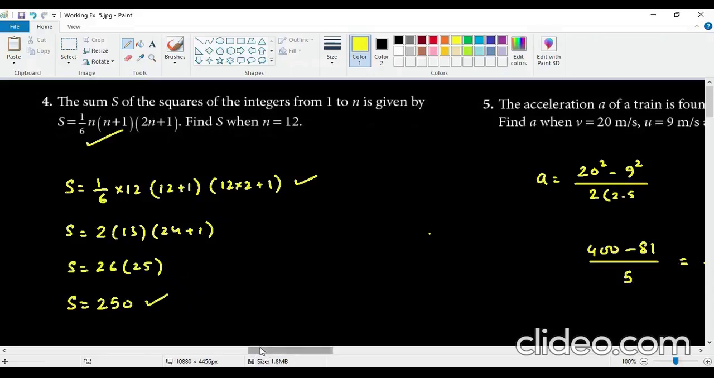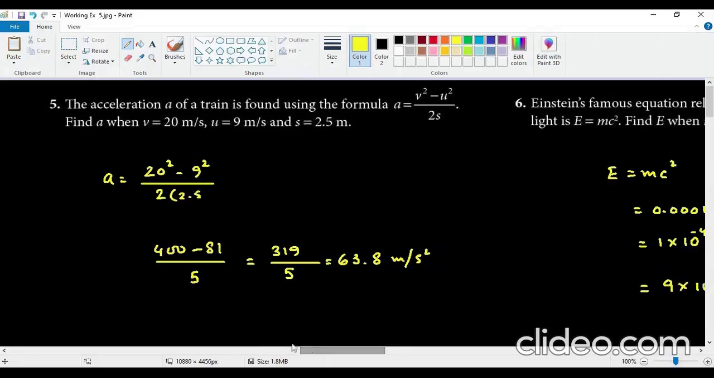When it comes to question number 5, the formula is already given. Substituting the values and doing the calculations is going to give you the correct answer, which is 63.8 meters per second squared. Now comes question number 6.